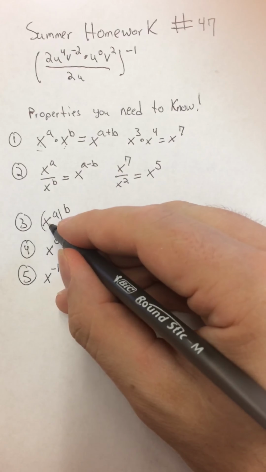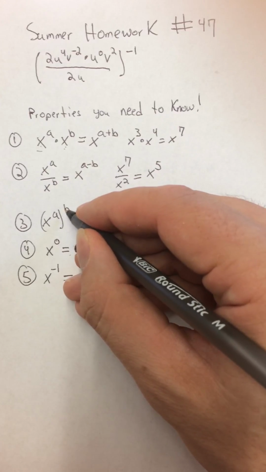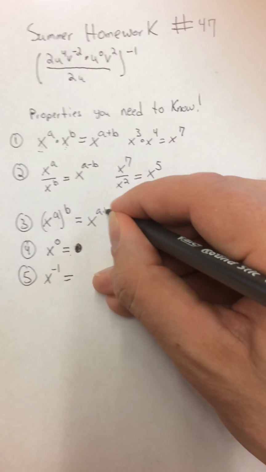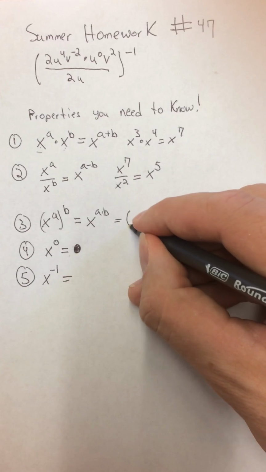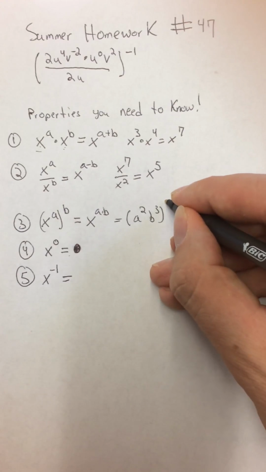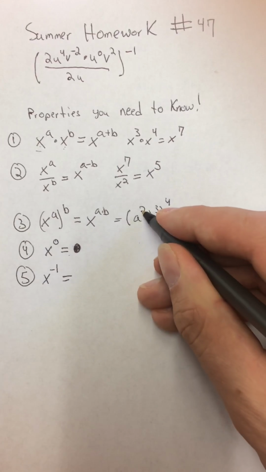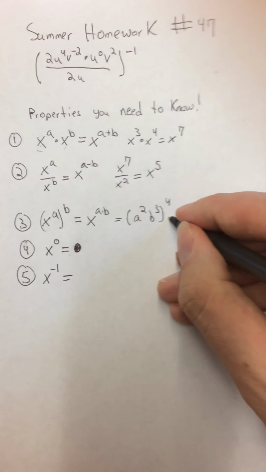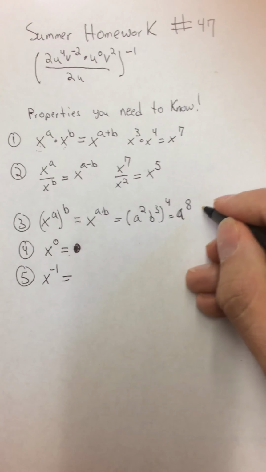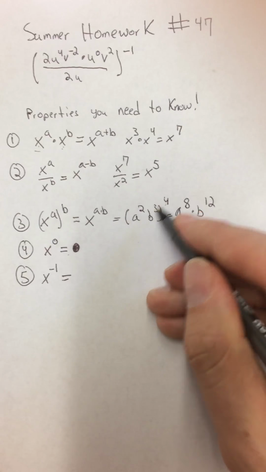The next one you need is that if you have an exponential to a power, the exponent will multiply. It'll be x to the a times b. So for instance, if you have a squared b to the third, to the fourth power, this exponent will multiply times each of these exponents, and it'll be a to the eighth times b to the 12th. Notice that it distributes here.